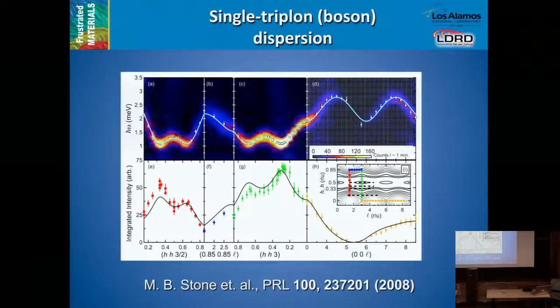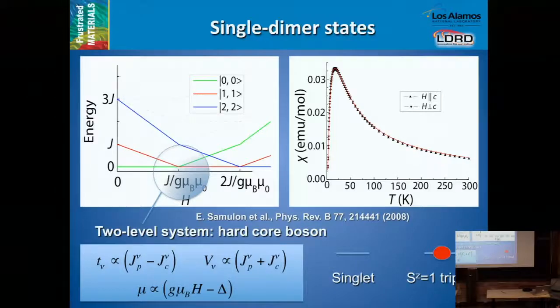So, this group of Matt Stone did an inelastic neutron scattering experiment at the SNS, and they measured the single triplon dispersion. So this is at zero magnetic field. They measured the dispersion, indeed, of this triplon. This is a realistic dispersion, not like the ones that I was showing before. So it is gapped, right, because there is a spin gap at zero field. But from fitting this dispersion, you can get information about these microscopic exchange interactions. You cannot get them all. You can only get these differences, right, because you are measuring a single particle dispersion. So you cannot get the sums. But at least you get some information about the exchange interactions.